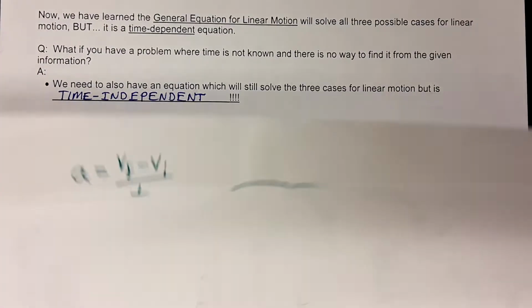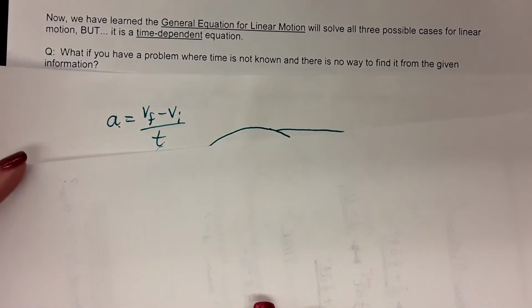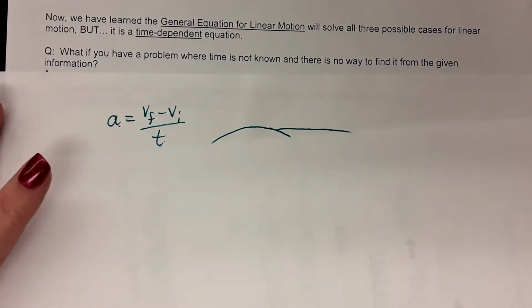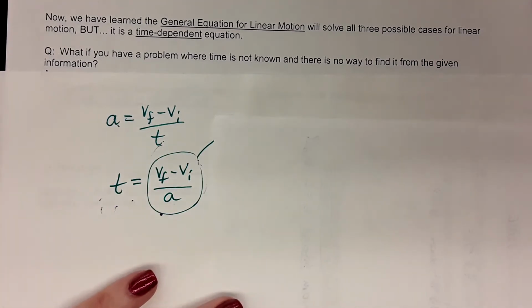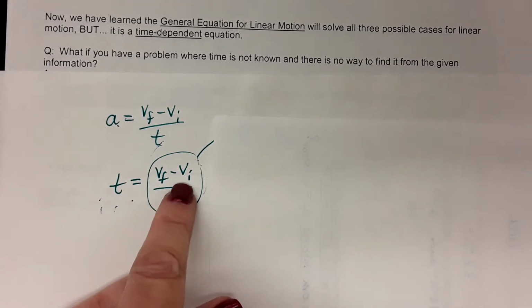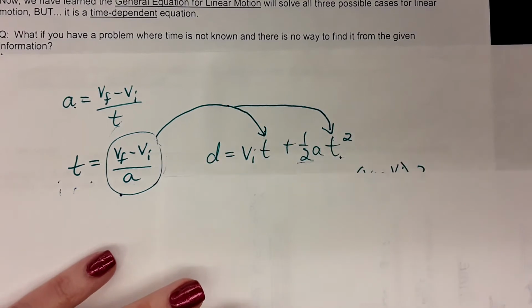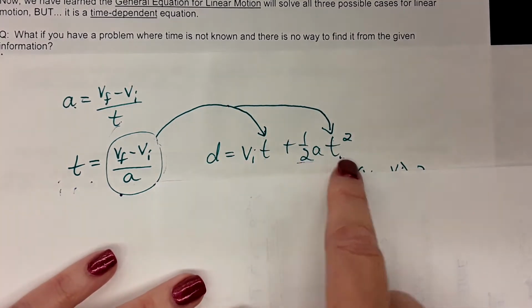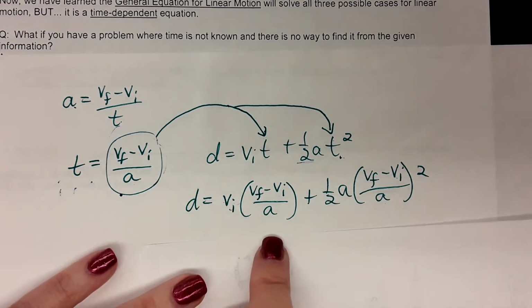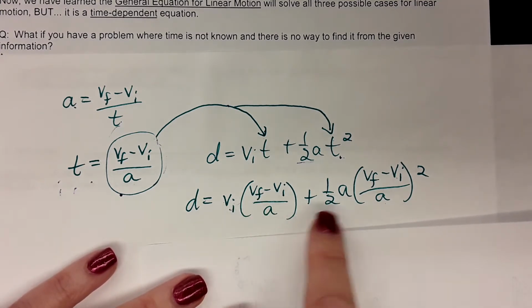Here's what they did. They started with the definition of acceleration. All right, there it is. And they rearranged it to get an expression for time. There it is. If you do a numerator denominator switch, you get t equals vf minus v sub i over a. All right, then they took this expression for t, and guess what they did with it? They shoved it into the general equation.